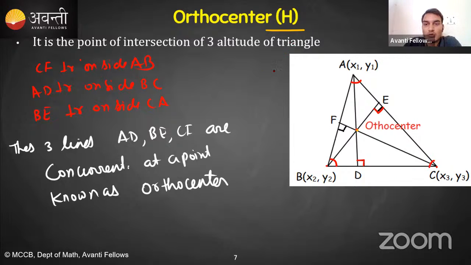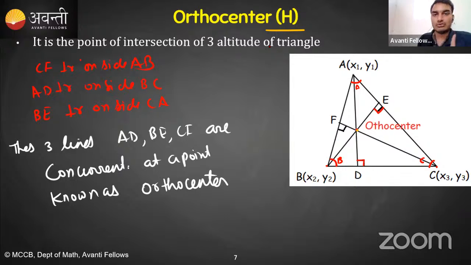So what is the x coordinate? X1 tan A plus X2 tan B plus X3 tan C upon tan A plus tan B plus tan C. This is your x coordinate. And what would be the y coordinate? Similarly, Y1 tan A plus Y2 tan B plus Y3 tan C upon tan A plus tan B plus tan C. Is this clear, students?